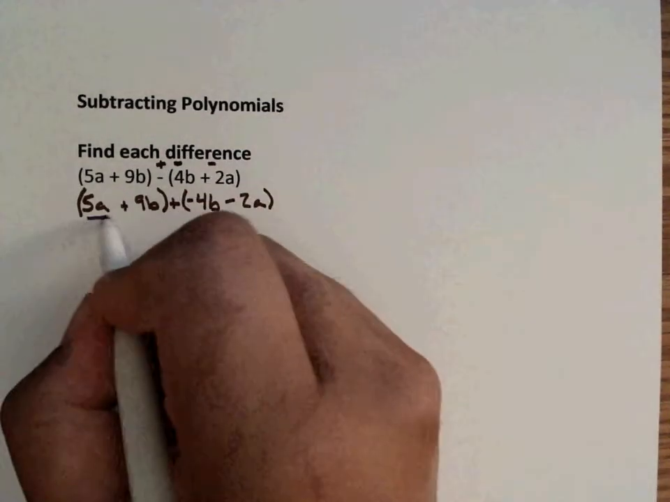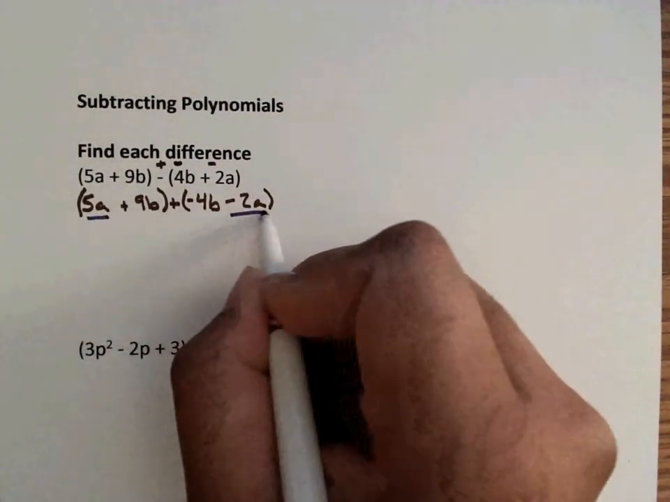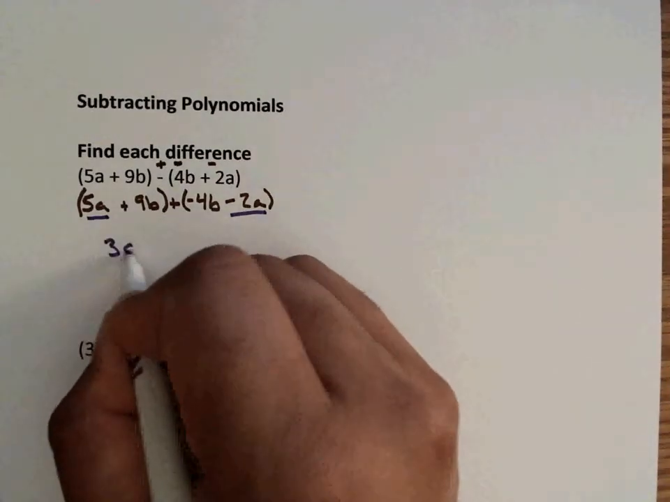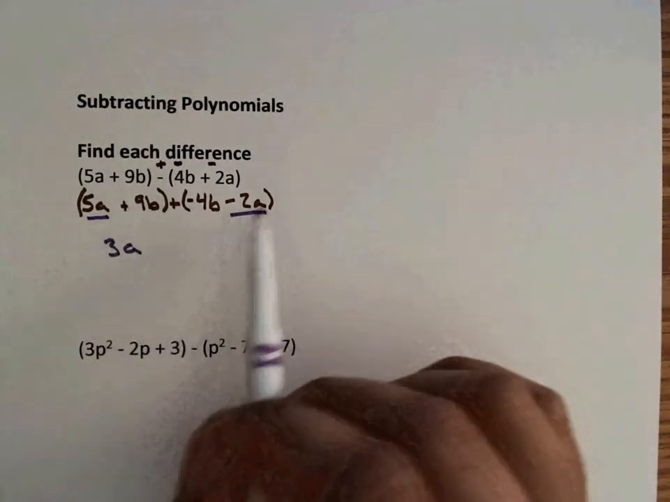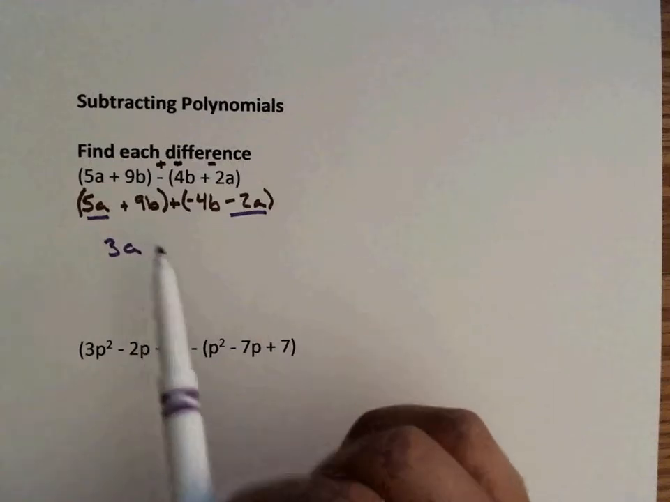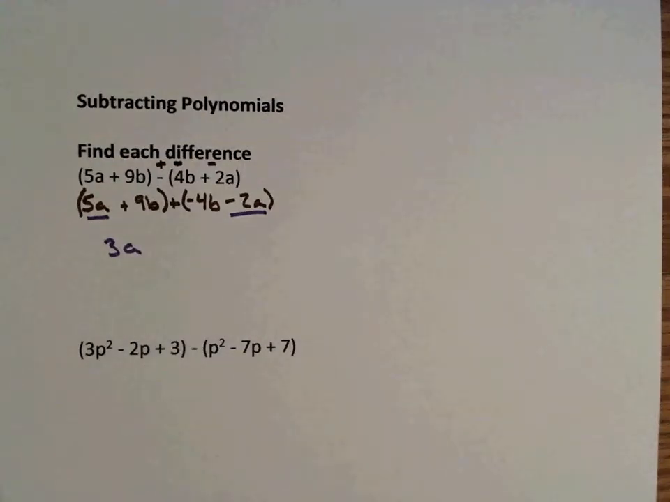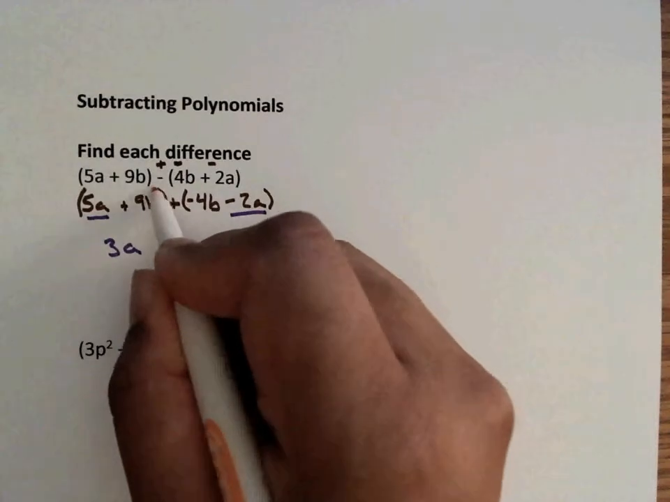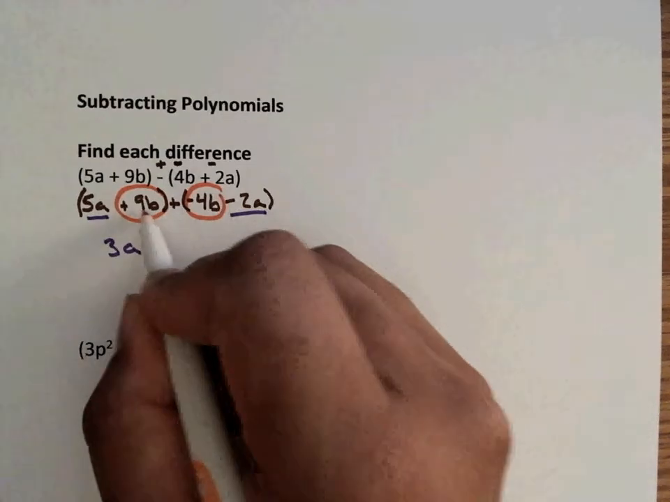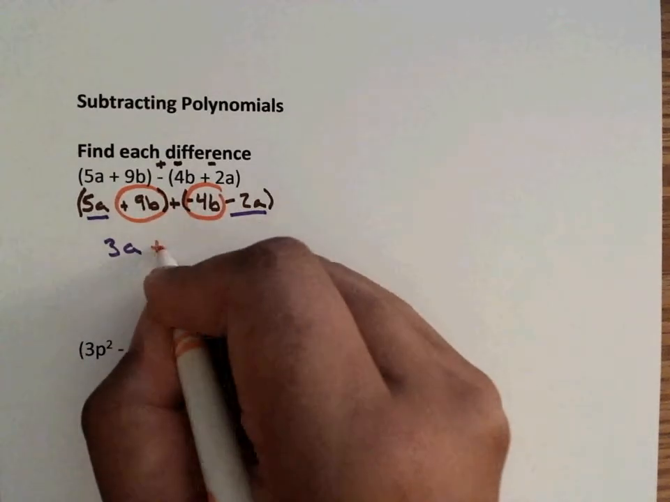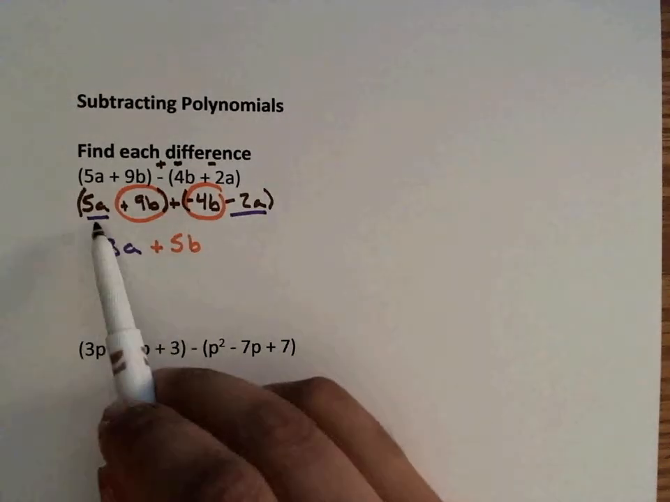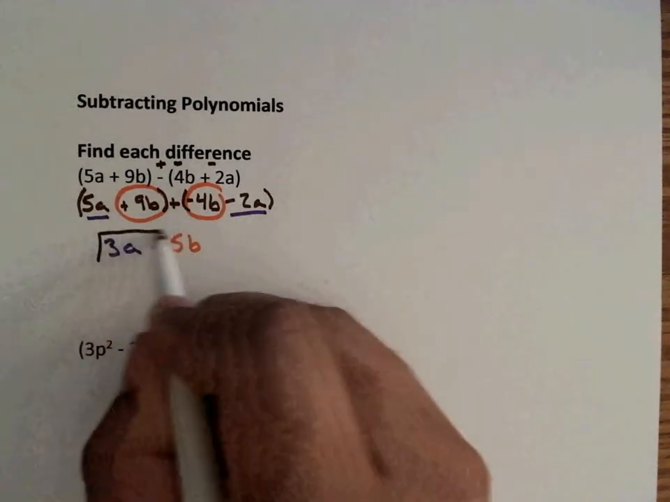So we have 5a and we have a negative 2a. So 5a plus negative 2 is 3a. If you need to see how I did that or how I did the integer math, you can go back to adding polynomials, and I kind of break down how to add and subtract integers there. And then for our last like term, we have a positive 9b and we have a negative 4b. So we have 9 plus negative 4 will give us a positive 5b. And that's our answer because we have added all our like terms.